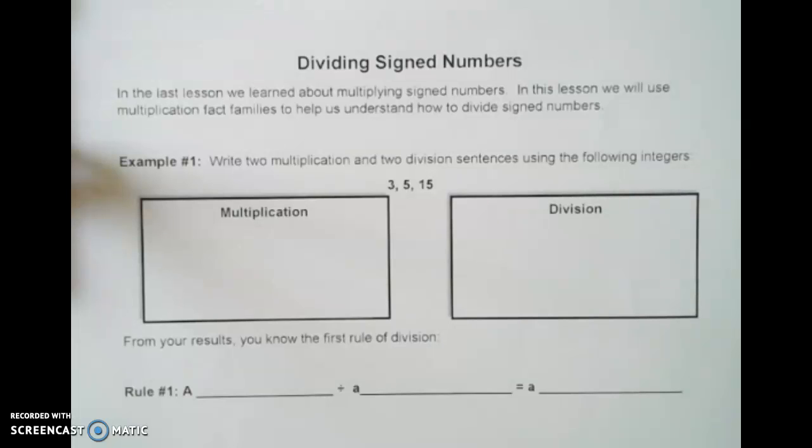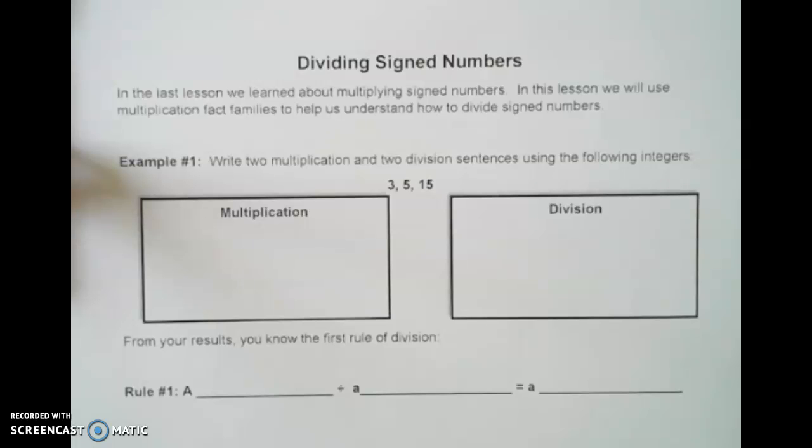In the last lesson, we learned about multiplying signed numbers, and in this lesson, we will use our multiplication fact families to help us understand how to divide signed numbers, okay? Much like there was a relationship between addition and subtraction, hopefully you'll notice a relationship between multiplication and division.